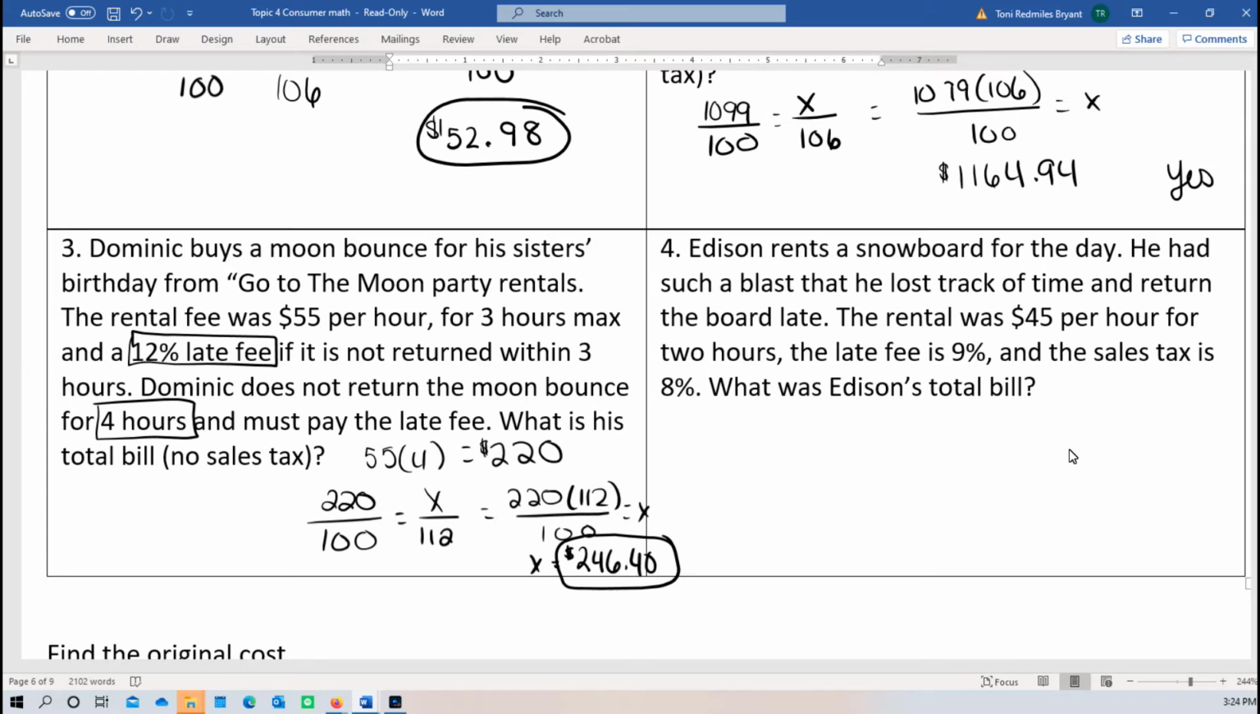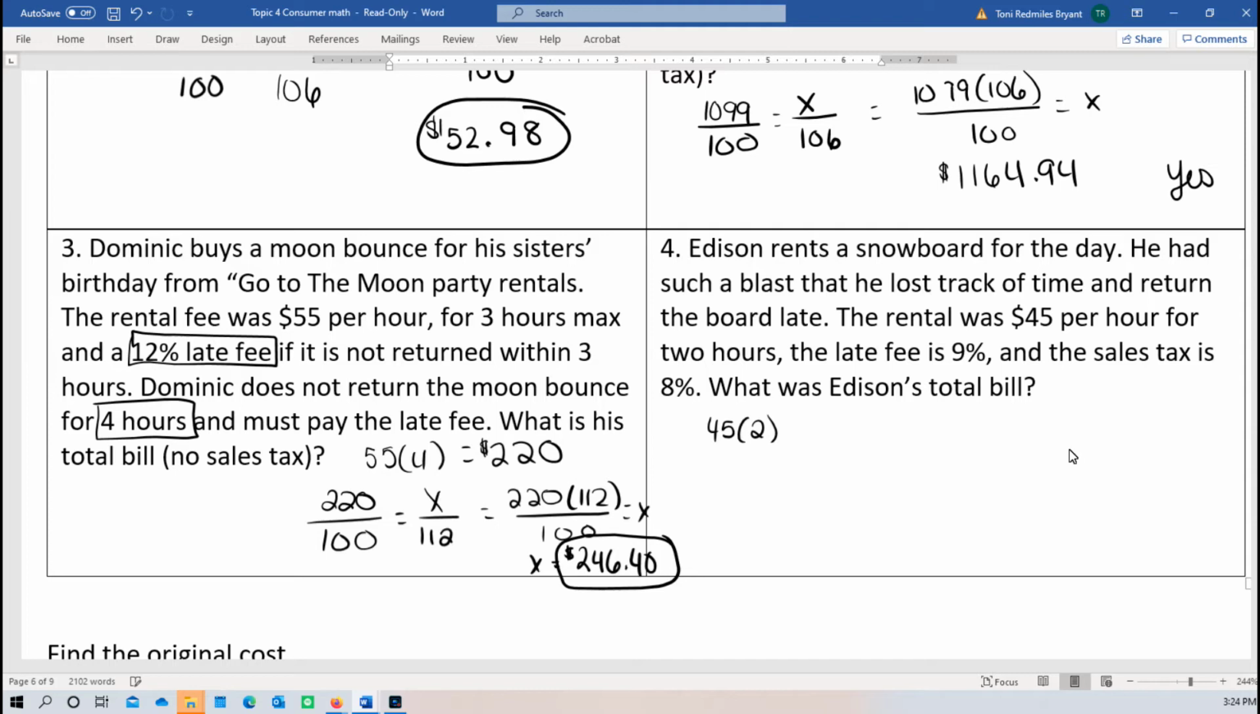Edison rents a snowboard for the day. He had such a blast he loses track of time and returns the board late. The rental was $45 per hour for 2 hours and his late fee is 9%. The sales tax is 8%. What is Edison's total?